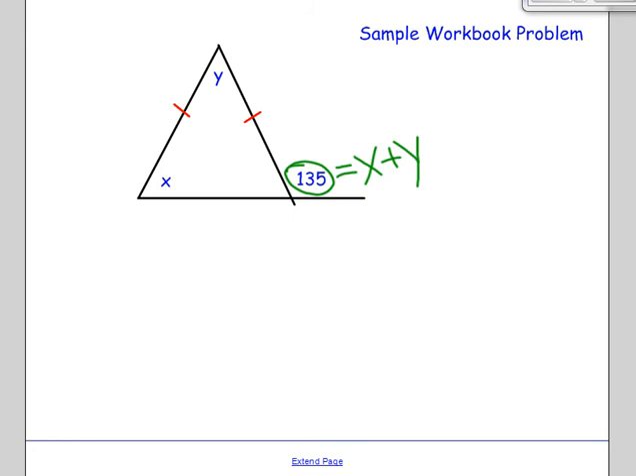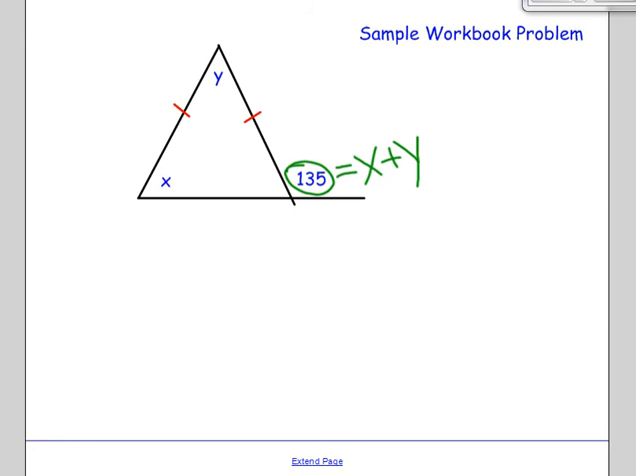Well, that's not very helpful, is it? 135 equals x plus y. I don't know x and I don't know y, so that's really not going to help me a whole lot here. But what I do know here is I see the 2 little tick marks, which is telling me that I have an isosceles triangle here.